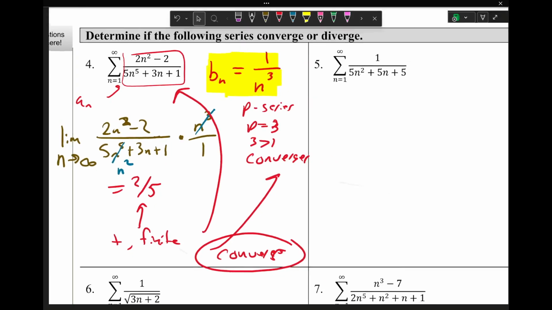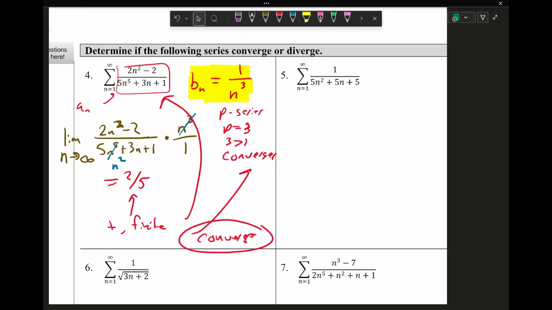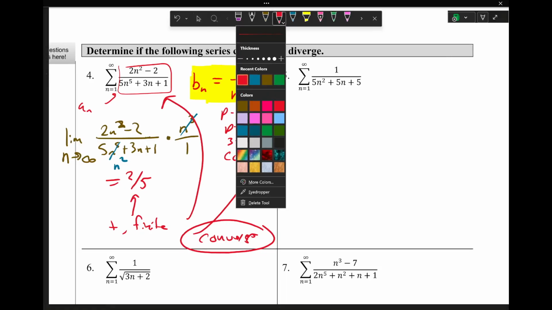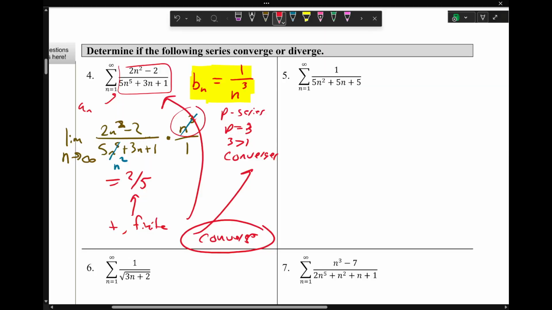All right, so again, trying to guess what you want to compare it to is just very difficult. But you can kind of see you want this to cancel and reduce this so that these degrees are the same, and then you can find that limit reasonably easy.